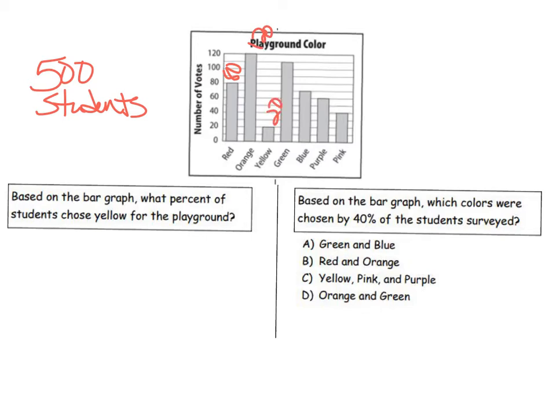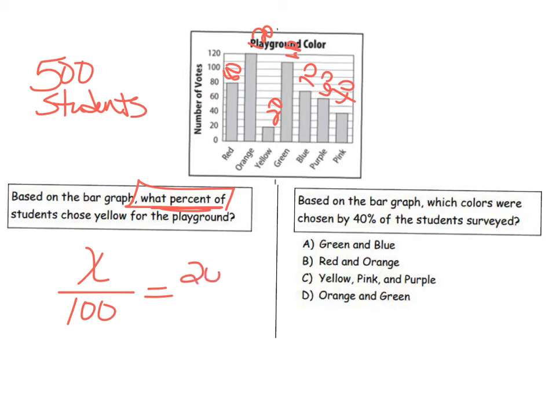So the first question is, based on the bar graph, what percent of students chose yellow for the playground? So how many chose yellow? 20. So the way you would do this is they're asking for percent. Whenever they ask for percent, you always have to set up one of the ratios with 100 on the bottom, because percent is part of 100. So then they're asking for yellow, so yellow is 20, and the total is 500.